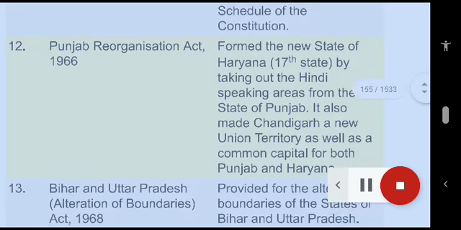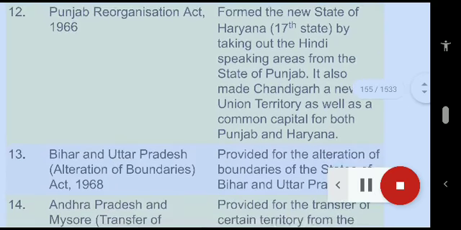12. Punjab Reorganization Act 1966 formed the new state of Haryana, 17th state, by taking out the Hindi speaking areas from the state of Punjab. It also made Chandigarh a new union territory as well as a common capital for both Punjab and Haryana.